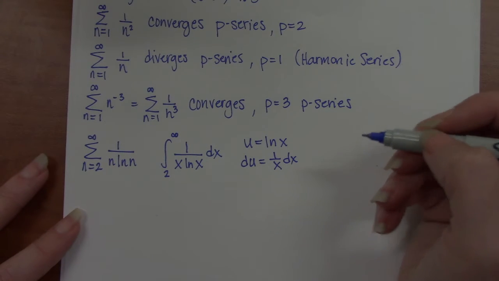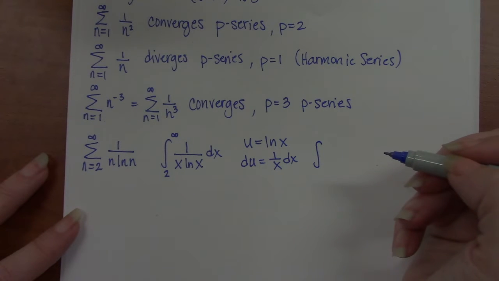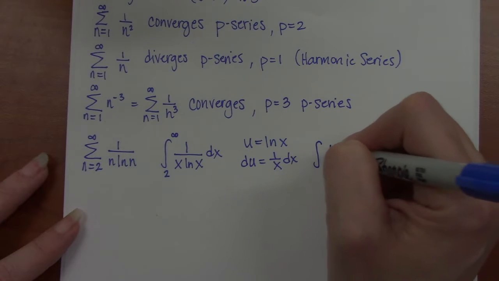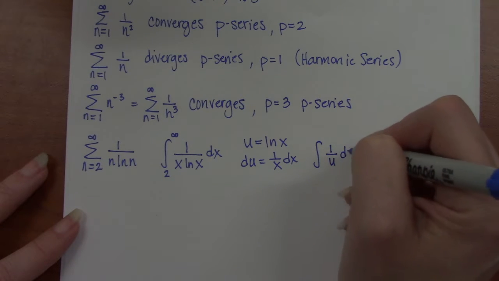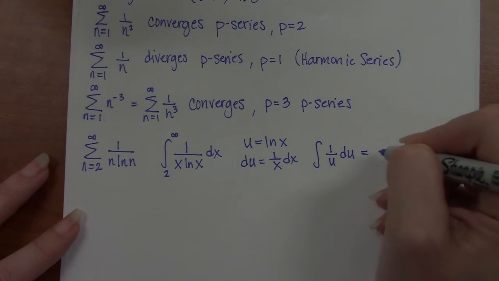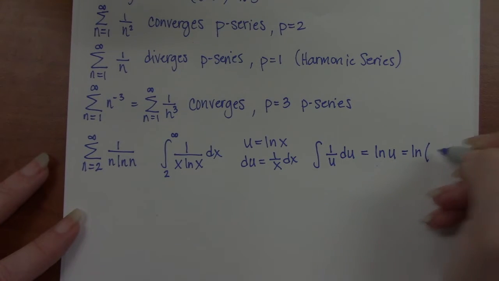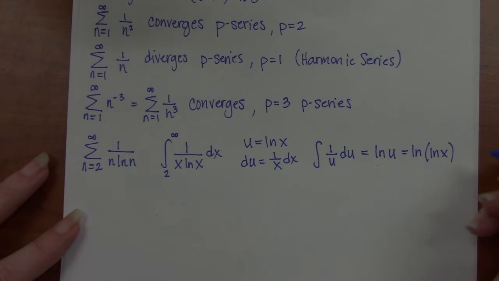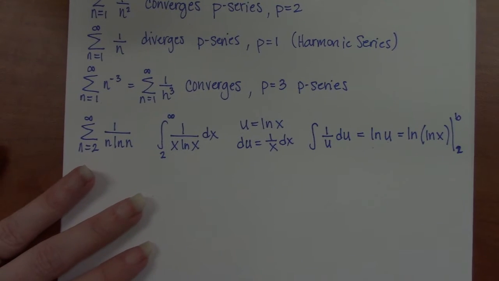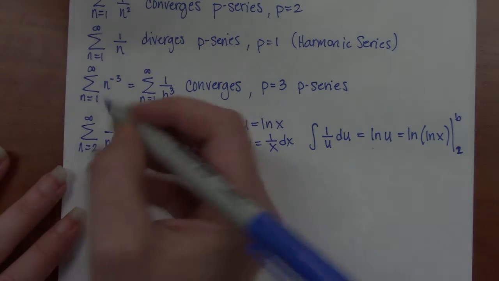So when we're doing an improper integral, when we go to evaluate it, we change it to an indefinite integral, which means lose the bounds. And this just becomes the integral of 1 over u du. The antiderivative of this is natural log of u. And when we put back in what u stood for, this is what we're going to evaluate from 2 to b, because you can't actually plug infinity into an equation. So we have to rename infinity some value b.